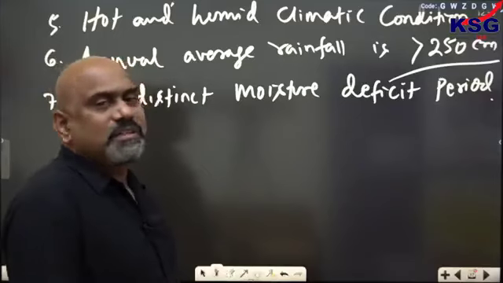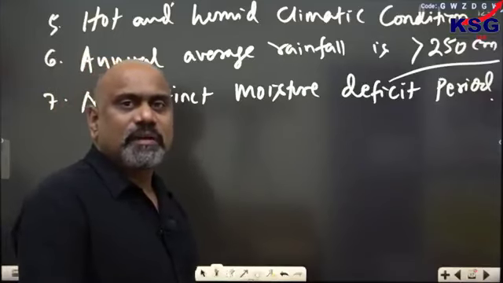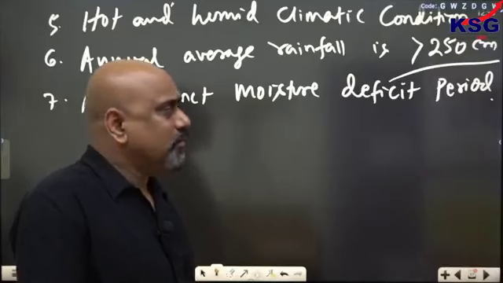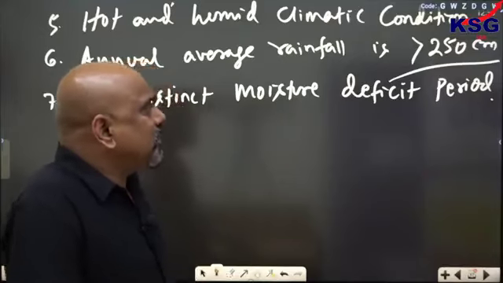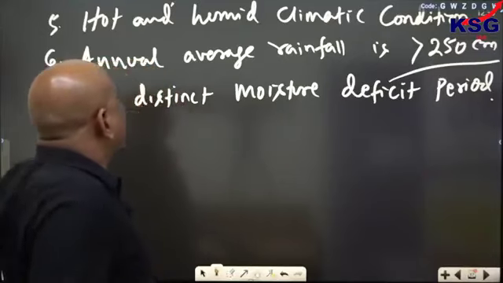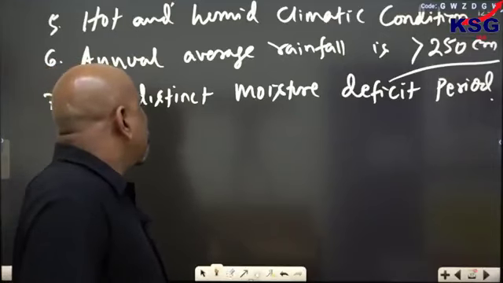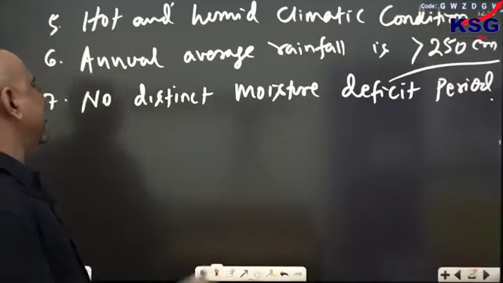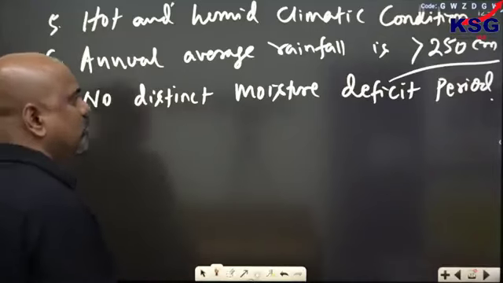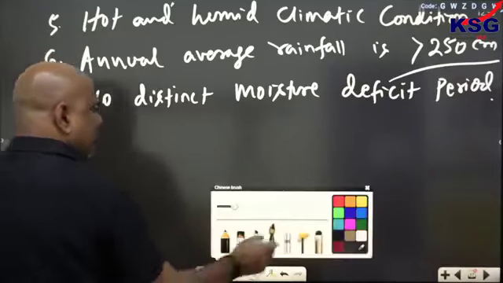So these are the conditions here. Heavy rainfall, hot and humid climate, completely different here. Climatic conditions. Hot and humid climatic conditions, annual average rainfall is more than 250 cm. No distinct moisture deficit period. Okay. What type of natural vegetation you will get then?